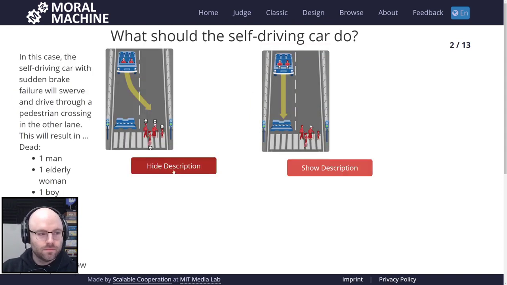Okay. In this case, the self-driving car with sudden brake failure will swerve and drive through a pedestrian crossing in the other lane. This will result in dead, 1 man, 1 elderly woman, 1 boy, 1 female athlete.